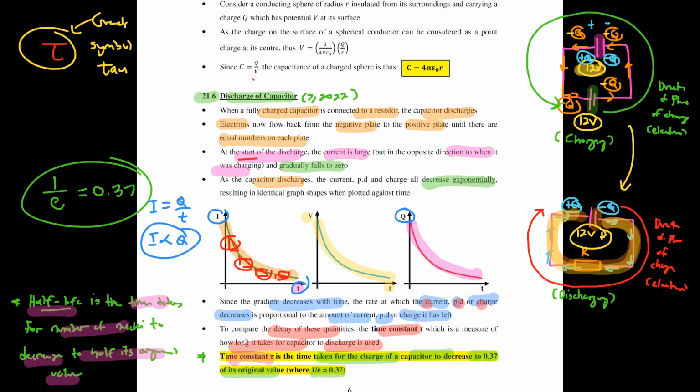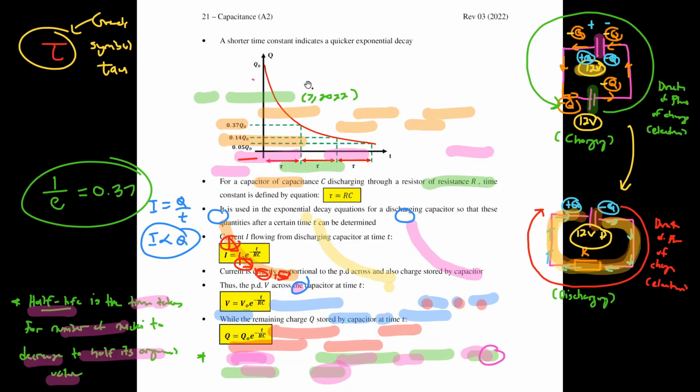So when it comes to discharge of a capacitor, you have a particular quantity that is kind of similar to that, but this one is called time constant. It's the time taken for the charge of your capacitor to decrease to 0.37 of its original value, or in other words, 1 over e of its original value. You can think of it another way, as the time taken for your charge to decrease to about a third of its original value. Okay, but if you want to define it in your exam, you have to be specific in terms of the value. It's either 1 over e or 0.37. Okay, so that one is time constant.